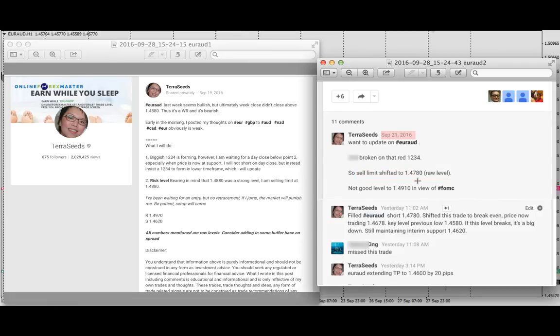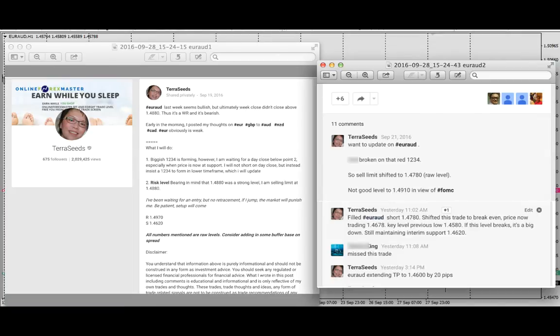So on the 21st of September, I'm waiting to sell limit at 1.4780, now ahead of FOMC, and that's the reason why the stop loss is slightly higher. But we are still looking at 1.4620 as a profit target. Now yesterday, we had the sell limit of the EURAUD filled at 1.4780. Now yesterday was the 27th of September.